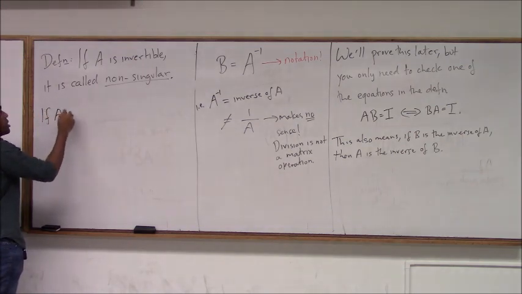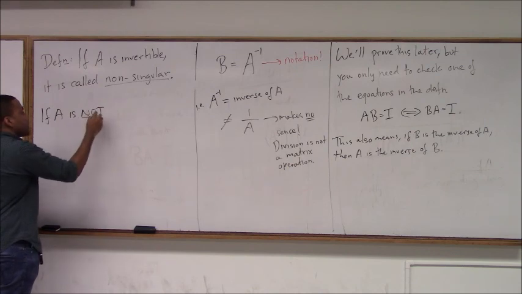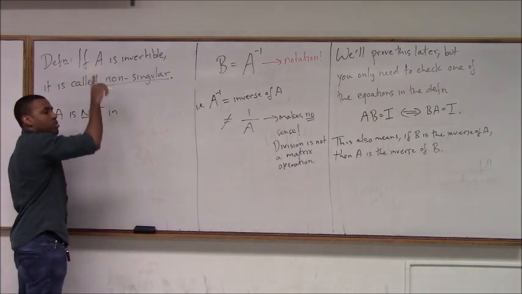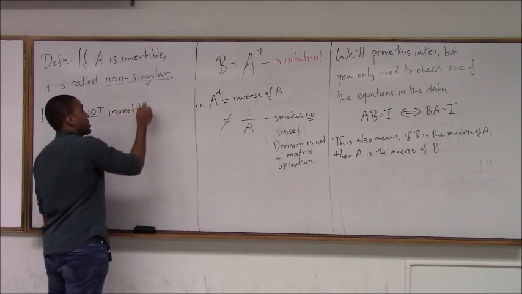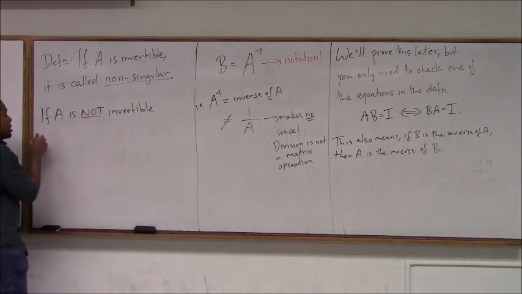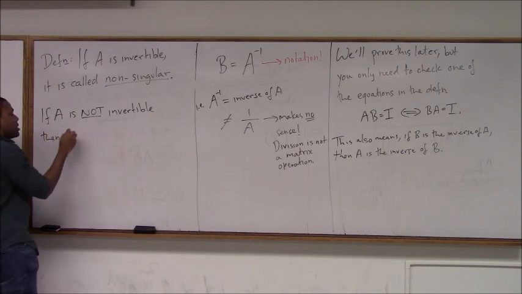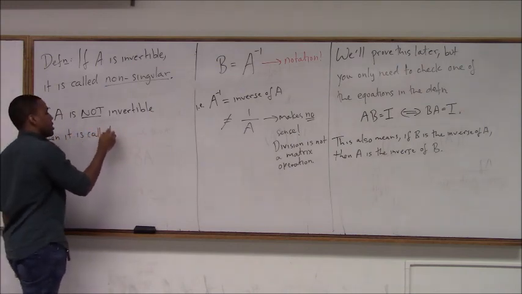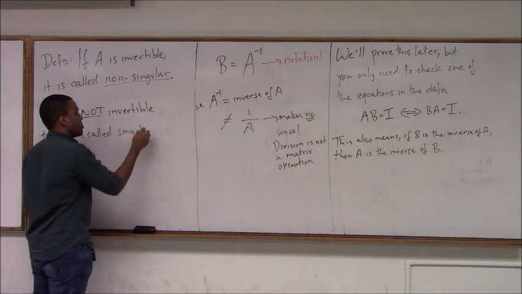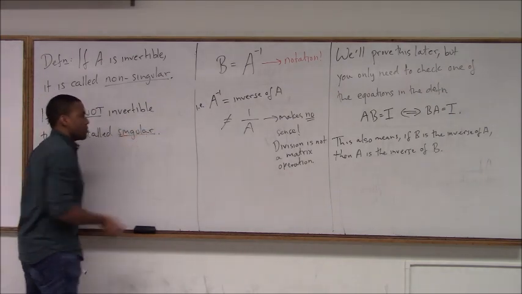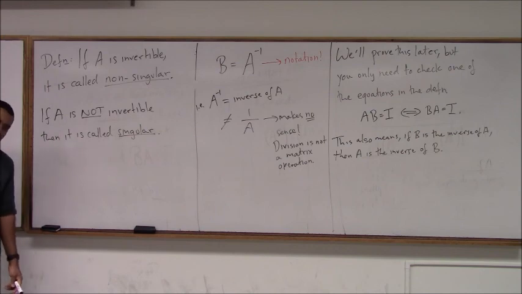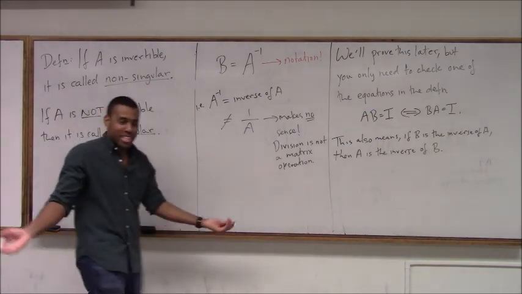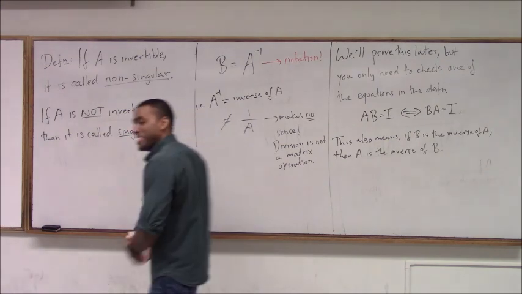If A is not invertible, I know it's kind of the opposite, but that's what we call it, i.e. if its determinant is zero, then it is called singular. Right? So there's no other matrix that I can multiply A by to get the identity. So in that sense, it's a little insane. I don't know if that was the logic for the name, but.